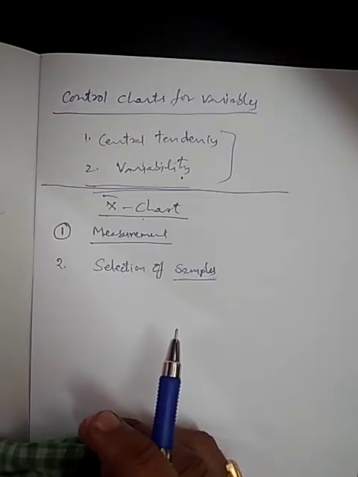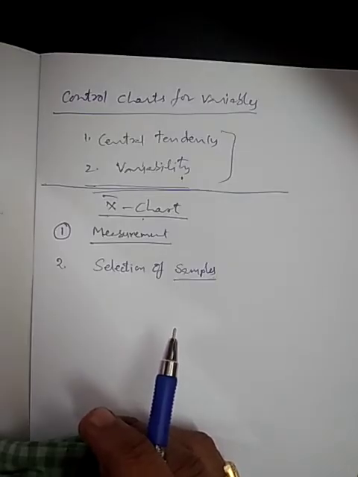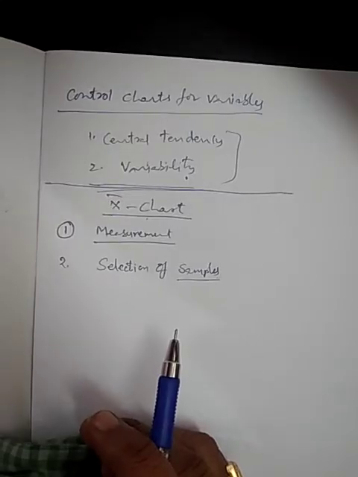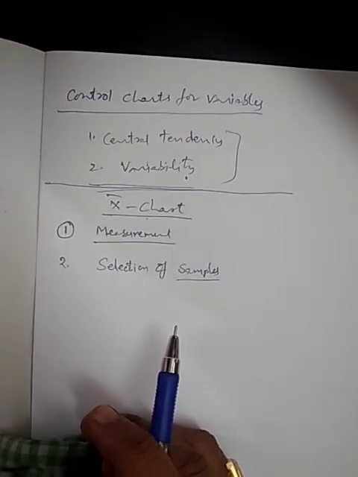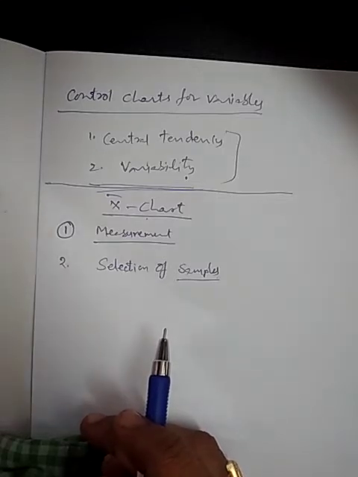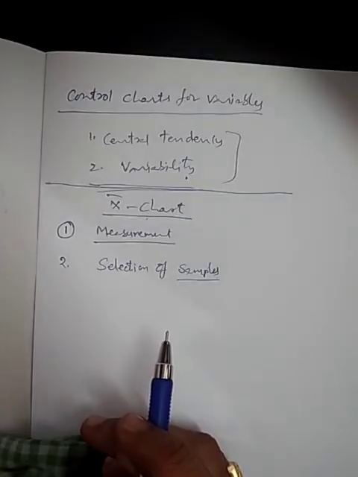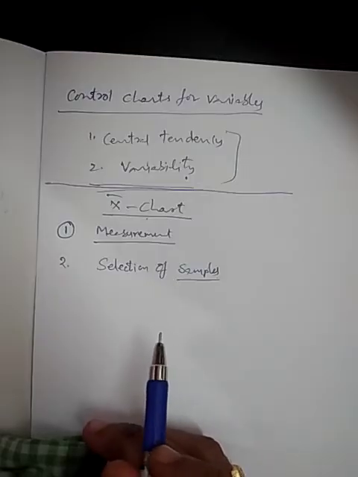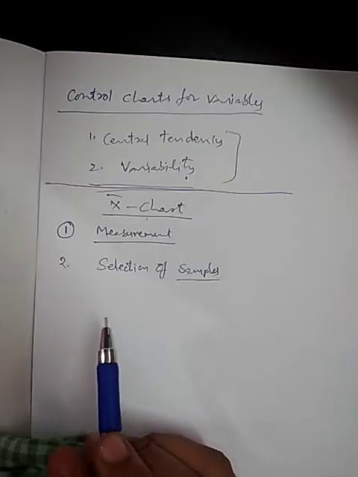What is meant by rational? Rational means you have to consider samples at regular intervals of time, consistently or rationally. You have to consider a particular sample reasonably and rationally. It is very important to get the control chart analysis most effective. So that is the reason why we have to consider samples or subgroups rationally.